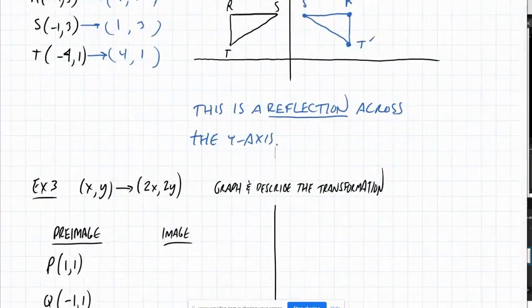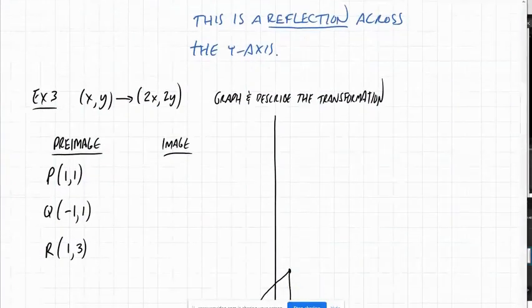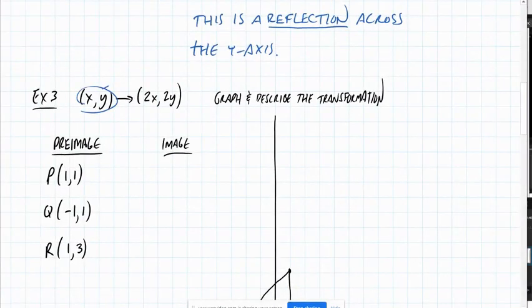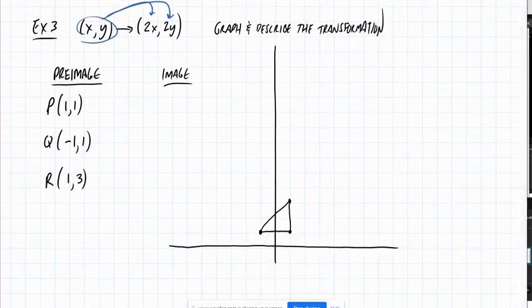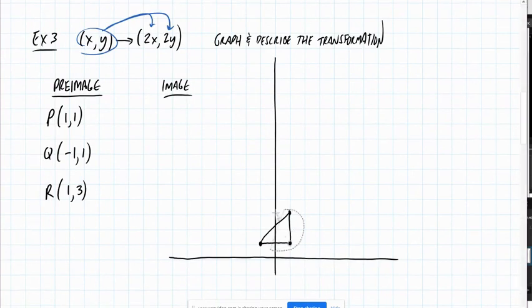Okay, and we have one more example. This time, our function takes the point x, y, and multiplies the x by 2 and the y by 2 to get the image point. Okay, so again, pause your video, try this one out, and see if you can write a description, and then press play when you're ready to see the solution.